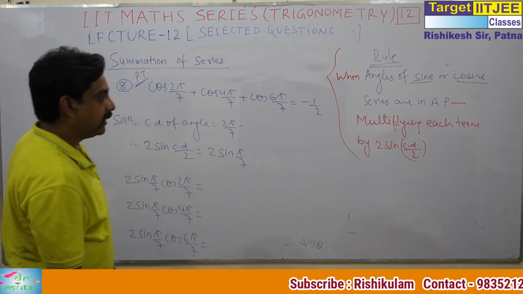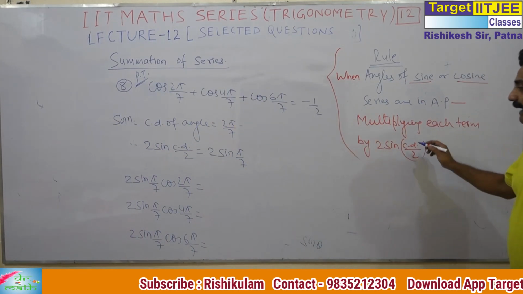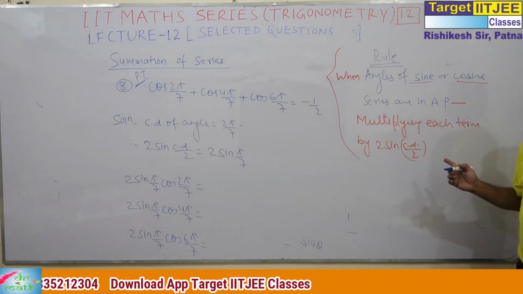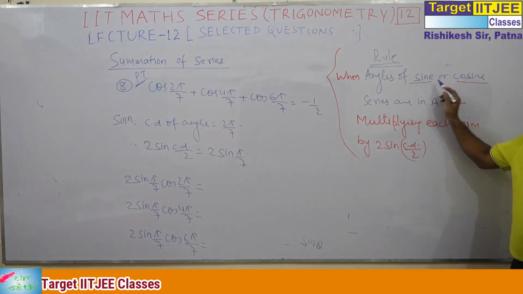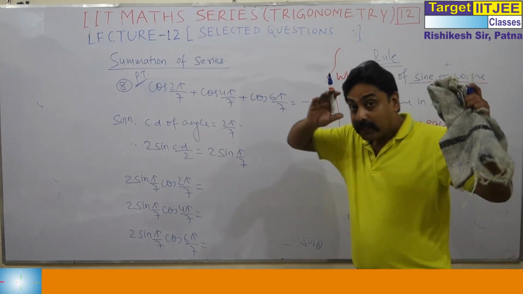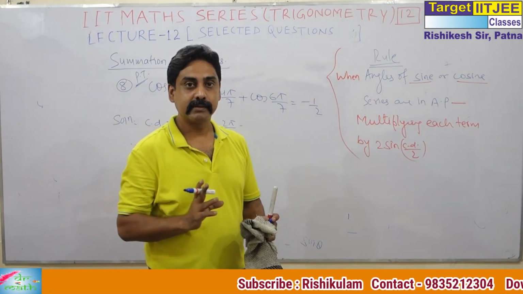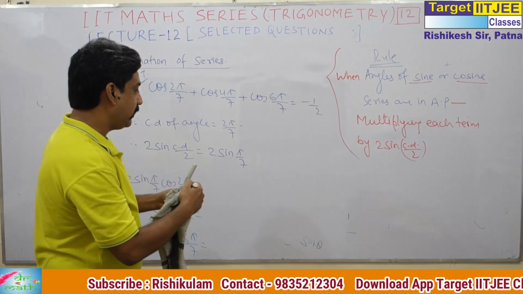See the rule. Multiply each term by what? 2 into sine common difference by 2. When angles of a sine or cosine series are in AP, multiply each term by 2 into sine common difference by 2. Totally new information for you. I haven't done it in the basic course. Very fine question. Very good question.